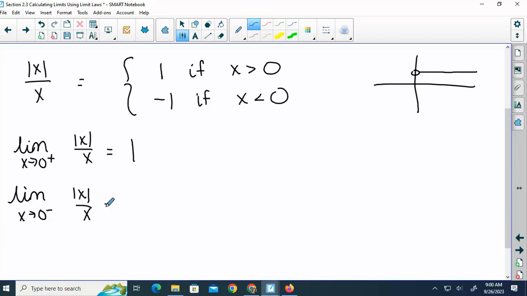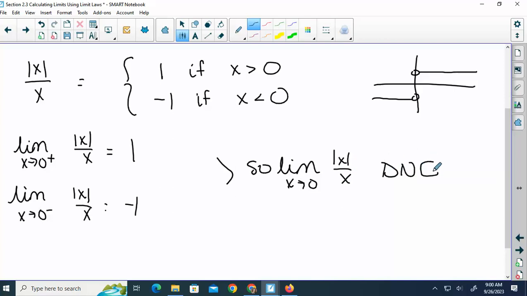As you approach from the left, which piece are we on? Bottom, the negative 1. And we are getting out negative 1 every time. If you think about this graph, it looks like this. So, what would be the overall limit as we approach 0? It does not exist, because the left and right hand limits are not the same. Okay.